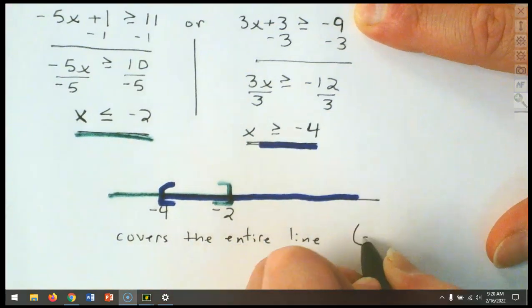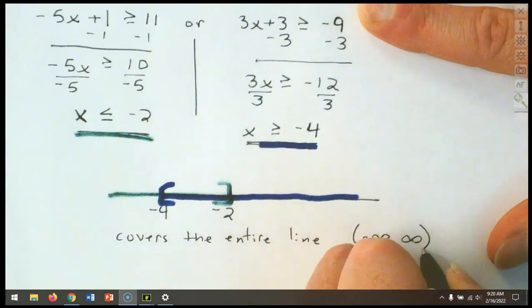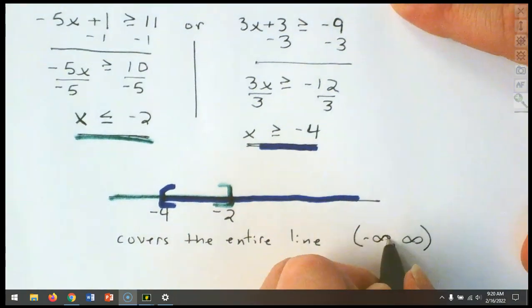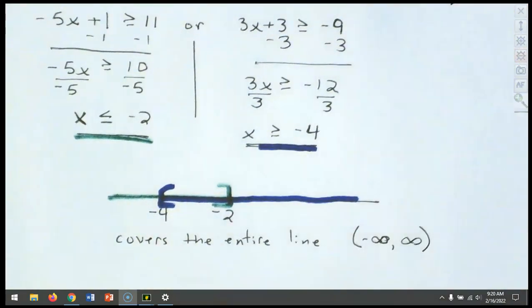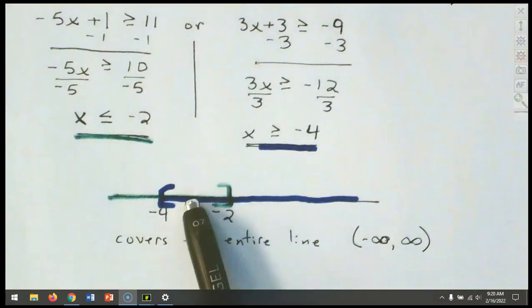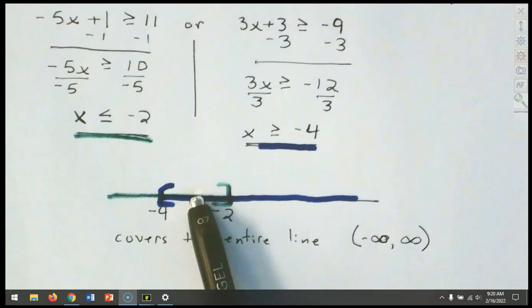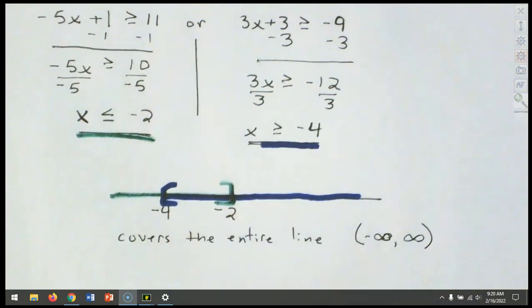So that means my answer would then be negative to positive infinity. Right? Because we had to cover the entire line there, and that was an or. If it was an and, again, it would be in this piece right here. Ours, though, is an or. One more, and then we'll take a short break.